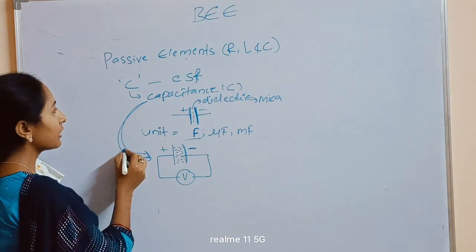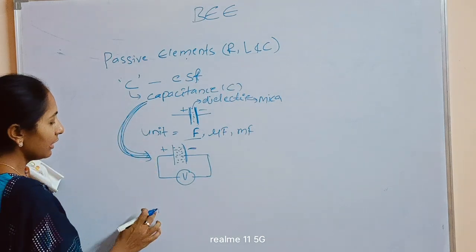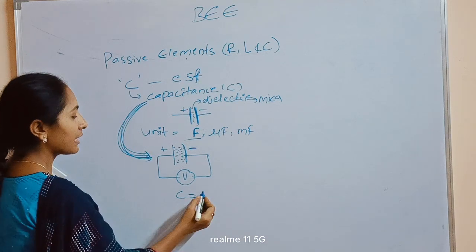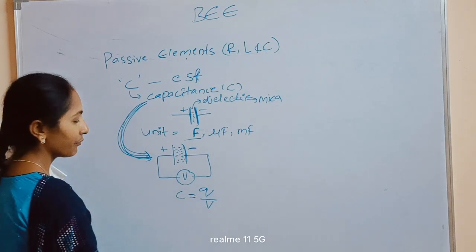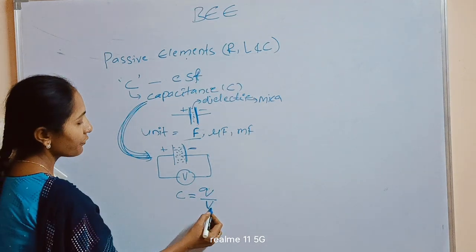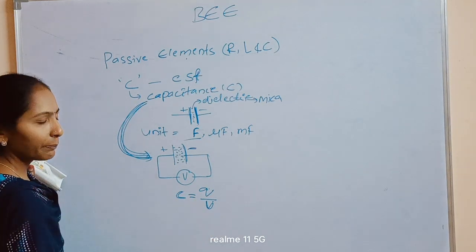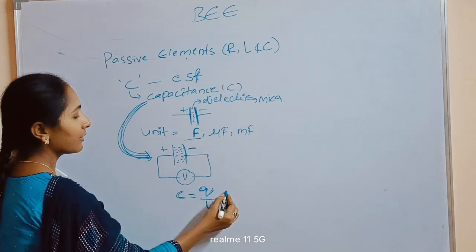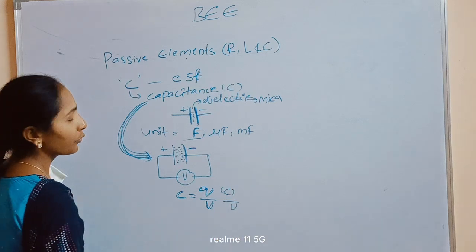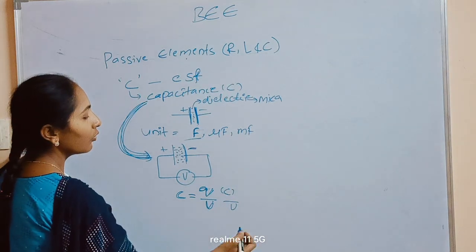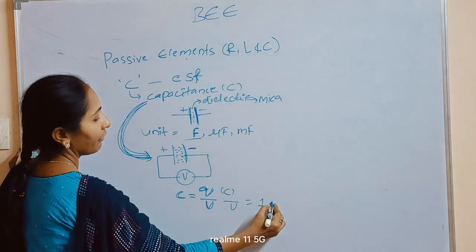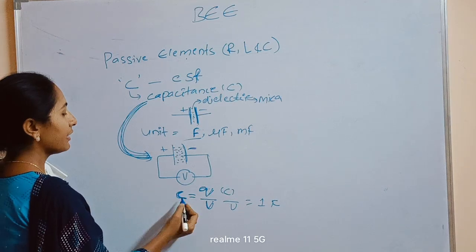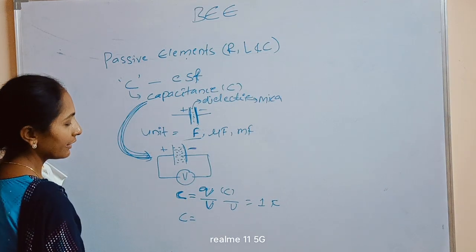Now what is the formula for the capacitor? Here I am considering C, capacitance, which is nothing but Q by V. Q is the charge, V is the applied voltage, and C is the capacitance. Q is measured in coulombs, and V in volts. So 1 coulomb per 1 volt gives 1 farad of capacitance.